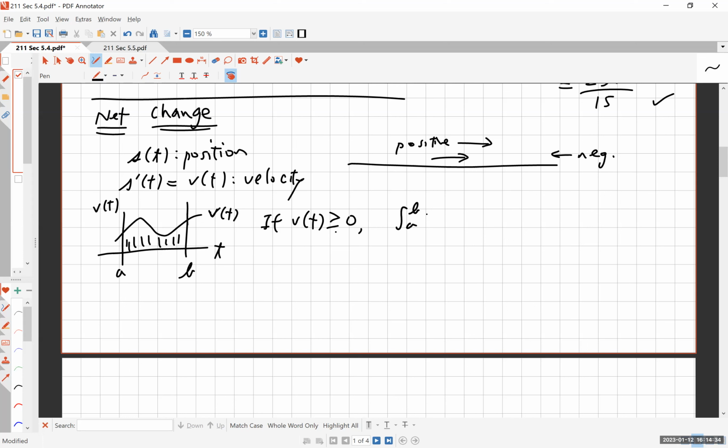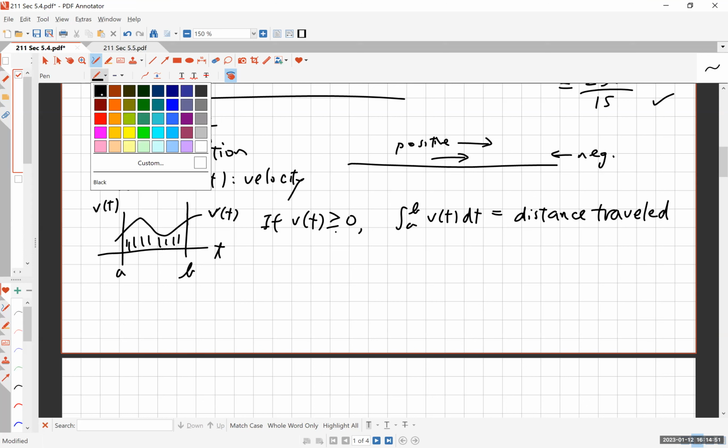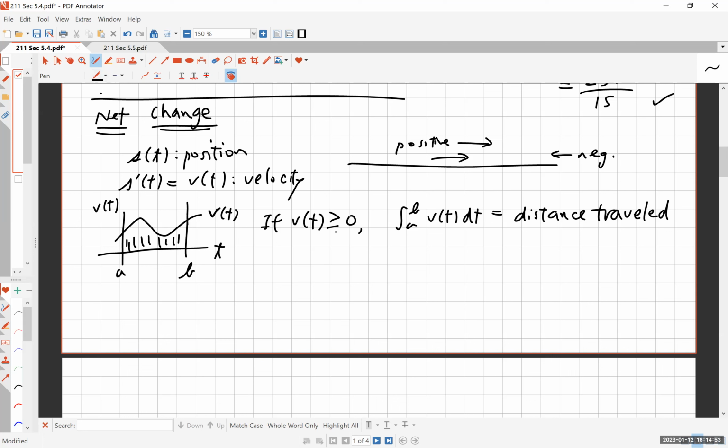Then the integral from A to B of the velocity function turns out to be what? Remember, the area represents the change of position. So this will be the distance traveled. In fact, this is one of the first things I mentioned when we started to discuss integral calculus. But now I want you to think about this. What happens if the velocity function becomes negative at some point?